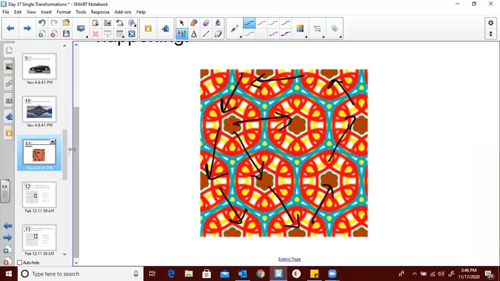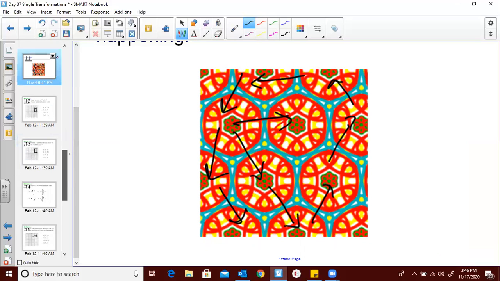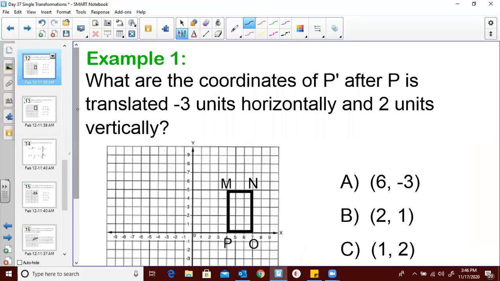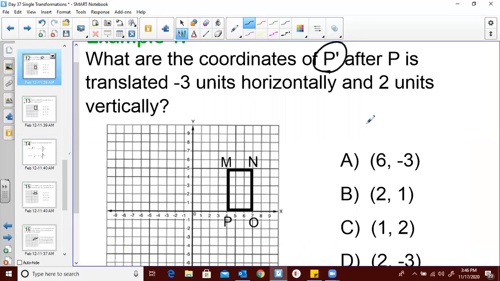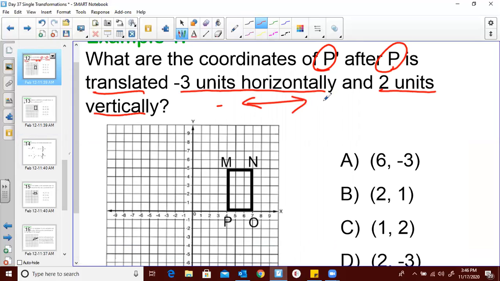All right, now let's put some math to this. What are the coordinates of P prime? Well, that's going to be our end. That's what we're going to end with, P prime, after P is translated -3 units horizontally and 2 units vertically. Let's remember that horizontally is going to be left or right. If you go left, it's negative. If you go right, it's positive. And let's remember that vertically is up and down. If you go up, it's positive. If you go down, it's negative.